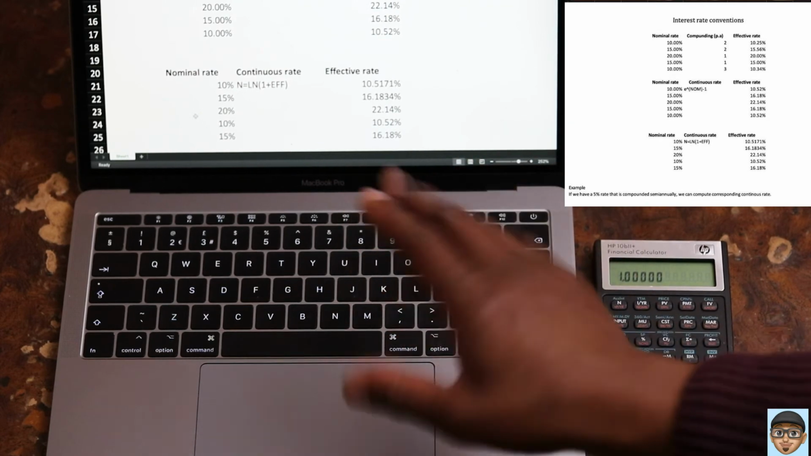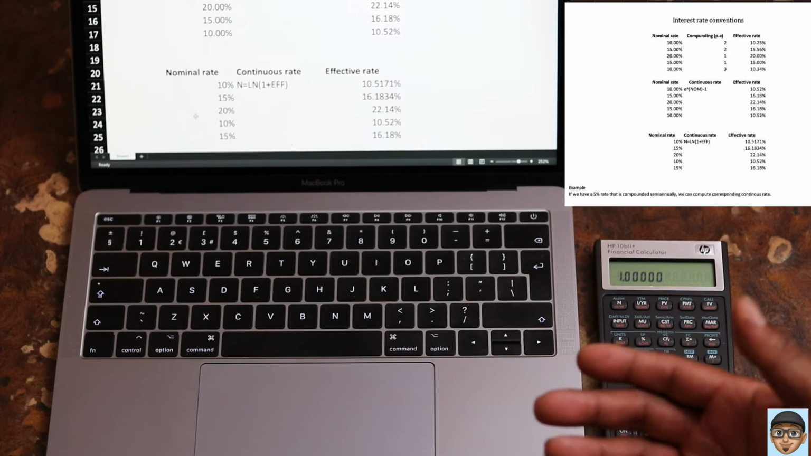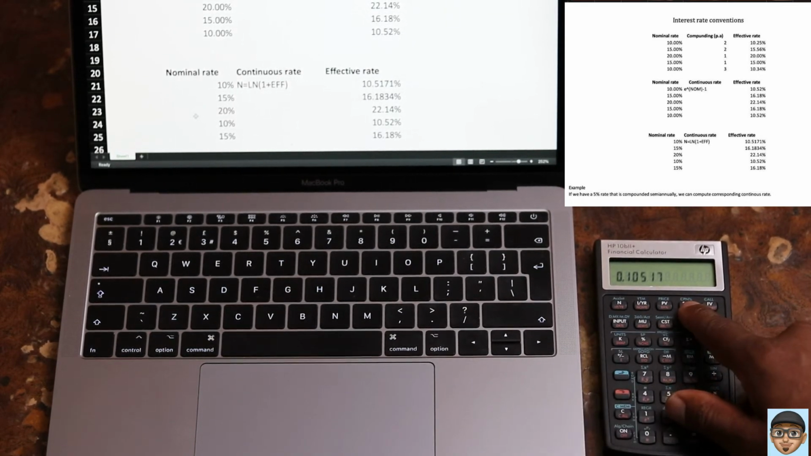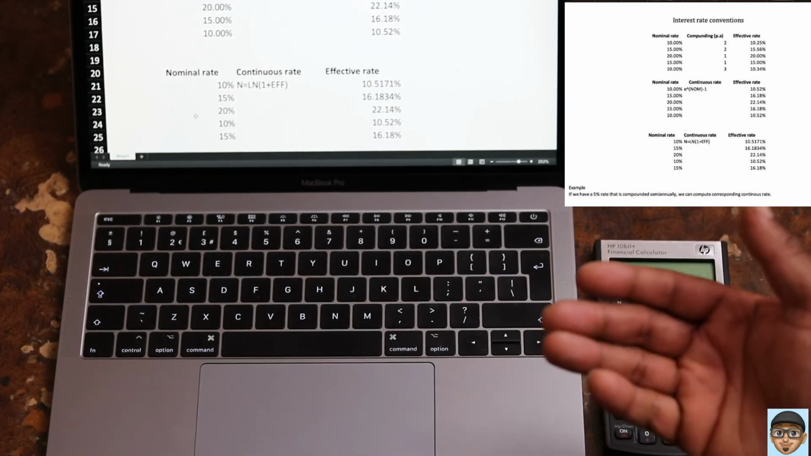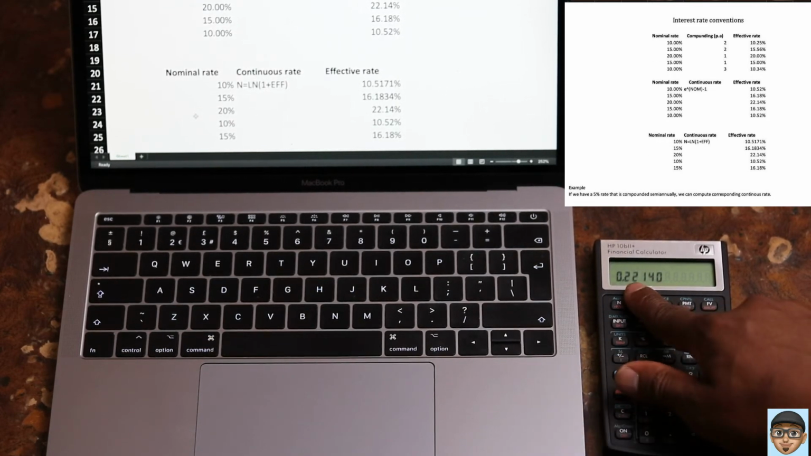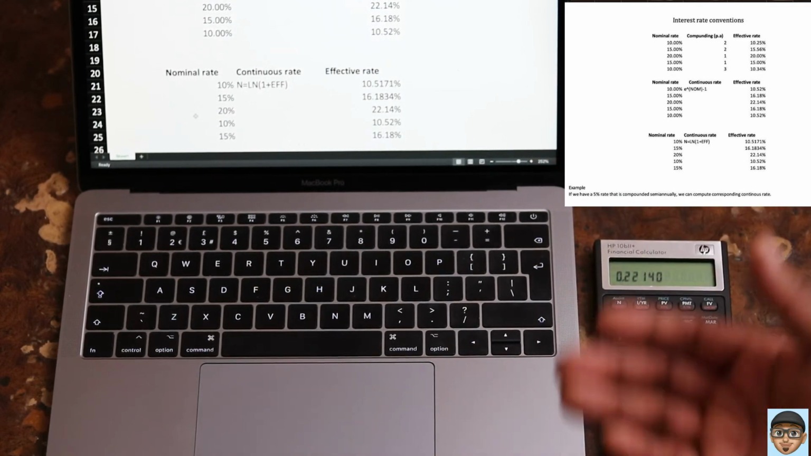This is very simple. We can follow the equation that we see on the screen right now. 10% is the nominal interest rate, so it will be 0.1, second function epsilon, minus 1. It's very easy, 10.5171. We can also go back again and use 20%, which will be our nominal interest rate, 0.2, second function e, minus 1, which is very easy, 22.14. That is the same answer that you see on the screen.